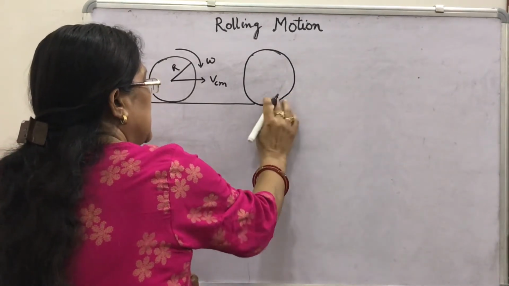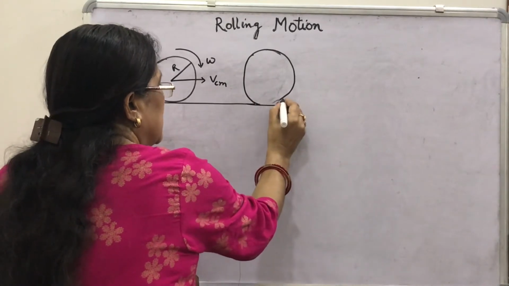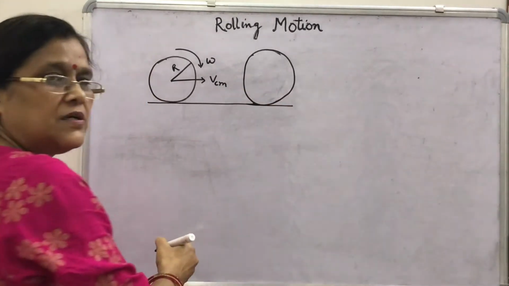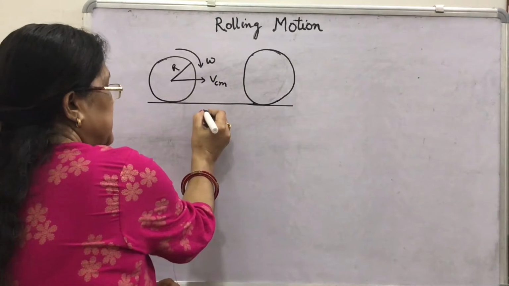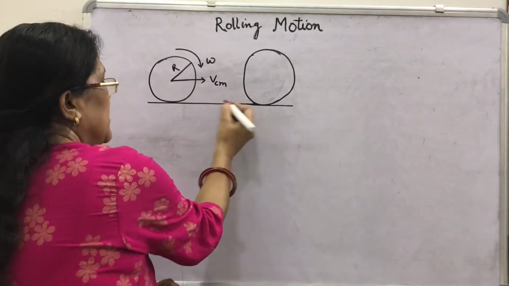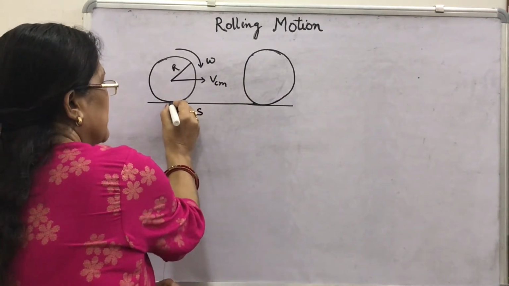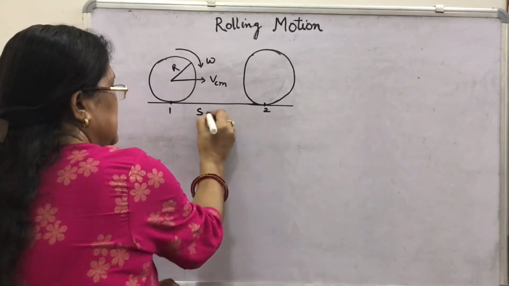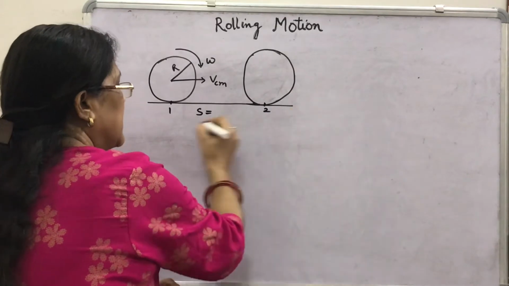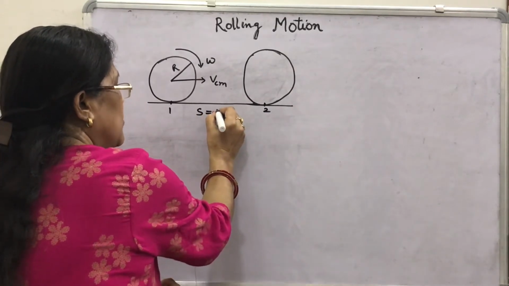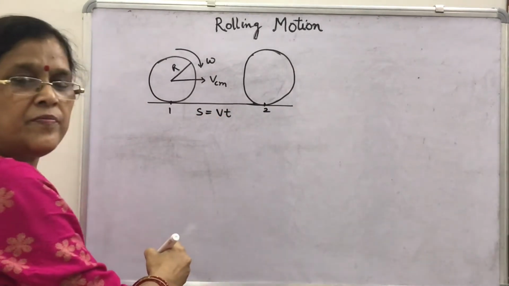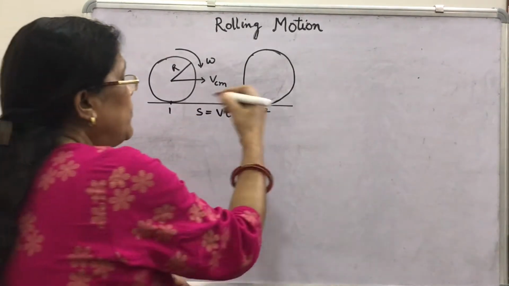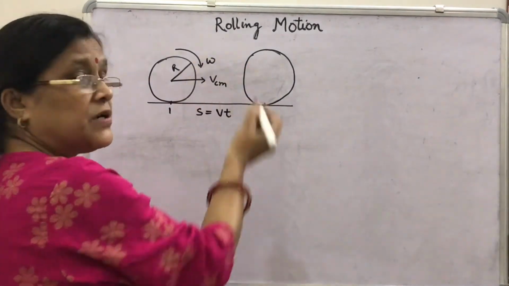You know, in translational motion, what is the formula for displacement? Displacement is velocity into time. Then what will this be from point 1 to point 2 position? This displacement along the horizontal direction due to translational motion will be v into t. What will be the displacement due to rotation?